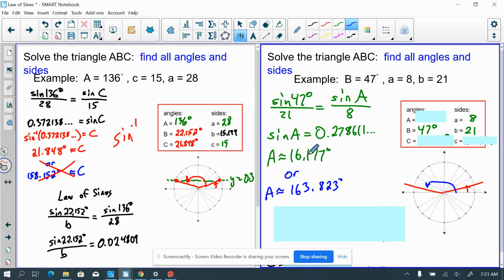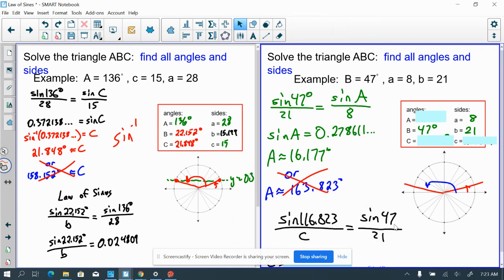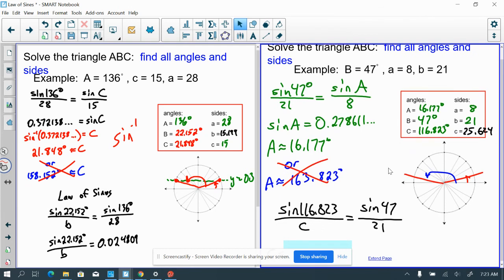Well, which angle is it? And 163 is again too big, because if you have a triangle where one angle is 163 degrees and another angle is 47 degrees, you're already at 210 degrees. And a triangle only has 180 degrees. So that's an extraneous solution. We reject that. And then now that you know angle A, you subtract from 180 to find angle C, which is 116. And then you set up your proportion one last time to find side C.